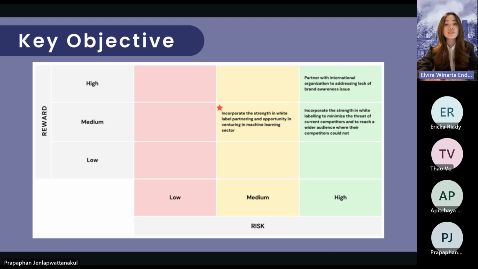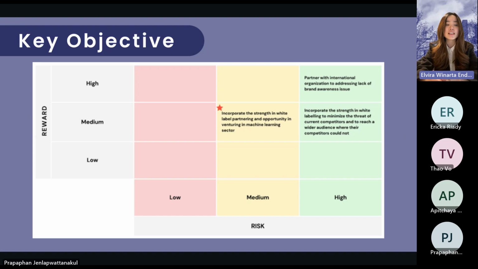The first one is the Strength 1, Opportunity 1 strategy, which is to incorporate the strength in white label partnering and the opportunity in venturing into another sector. And the second one is the Strength 1, Threat 1 strategy, which is to incorporate the strength in white labeling to minimize the threat of the current competitors, so as to reach a wider audience where their competitors could not.